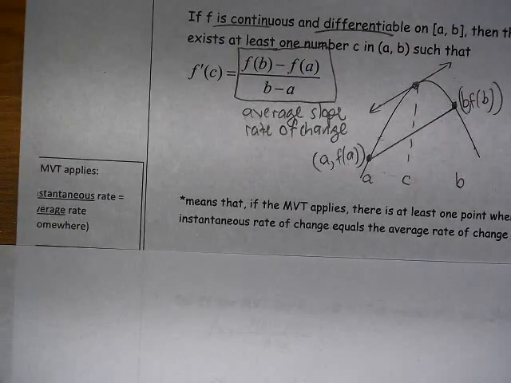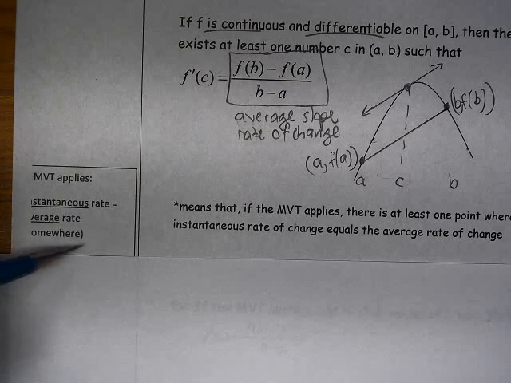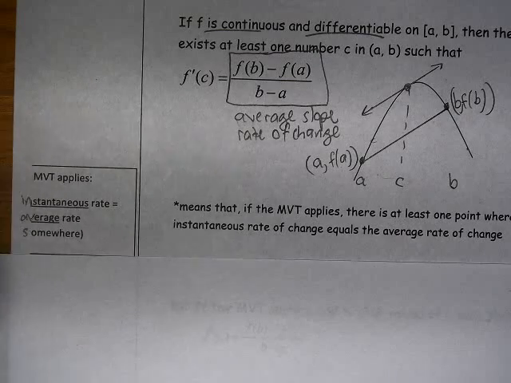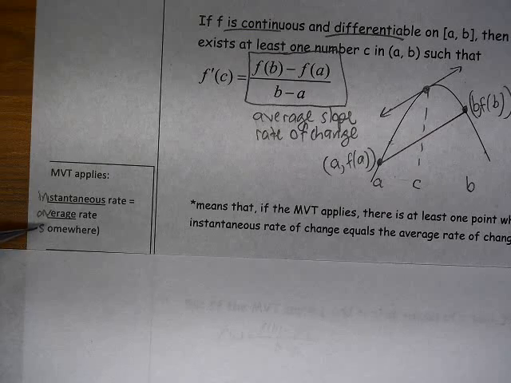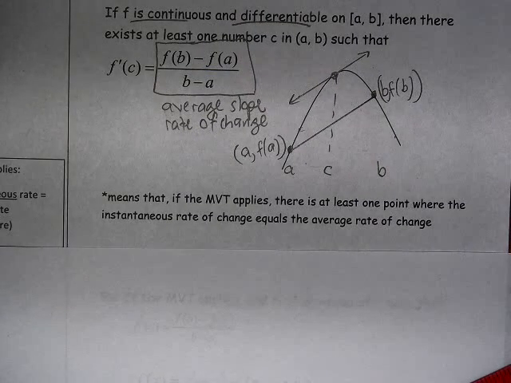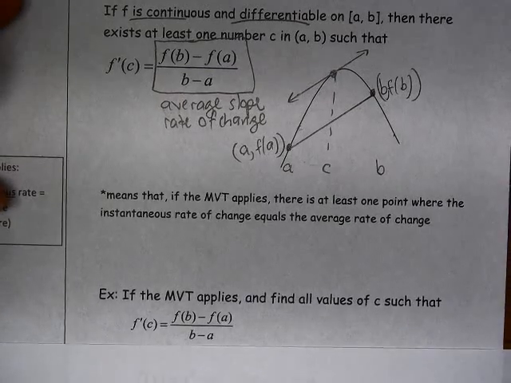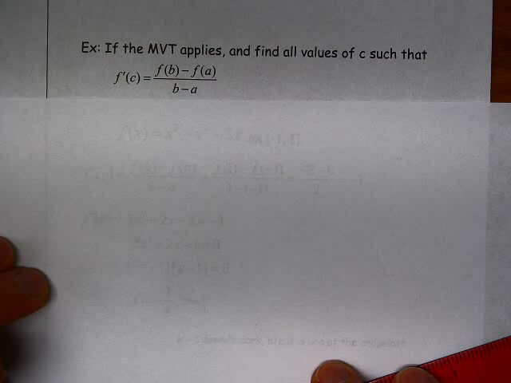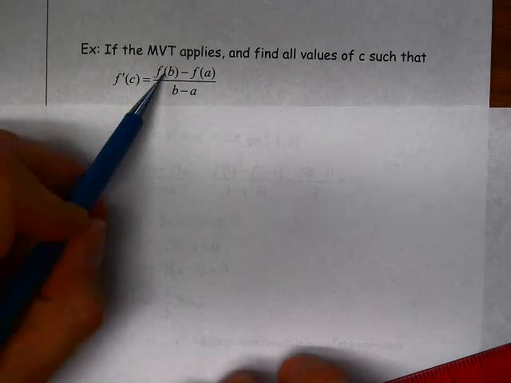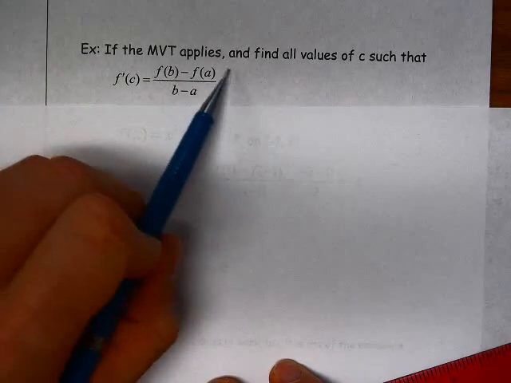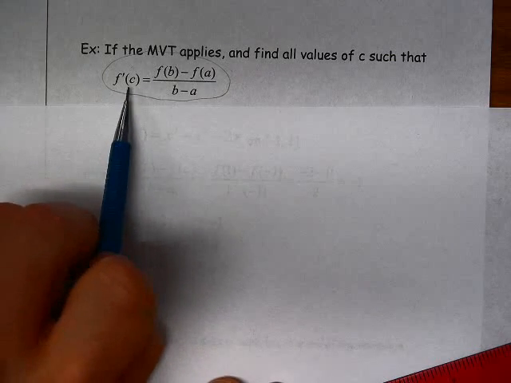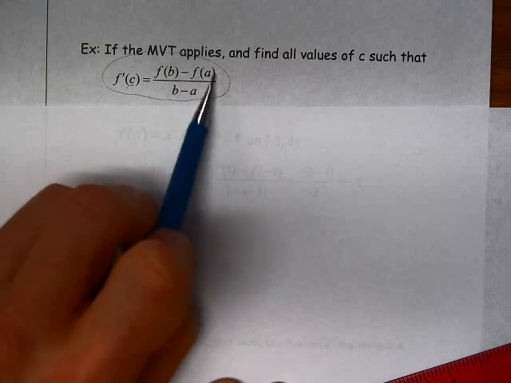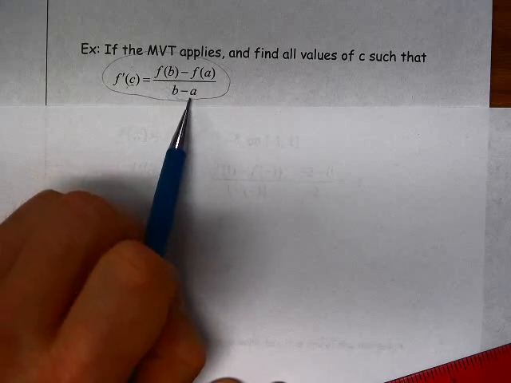So the key here is that the mean value theorem states that the instantaneous rate of change equals the average rate of change somewhere in that interval. In this example, if the MVT applies, find all values of c such that f prime of c equals f of b minus f of a over b minus a. Remember, this is just the final statement of the mean value theorem. It means the instantaneous rate of change at some x value c is going to be equal to the average rate of change between the point at x equals a and the point at x equals b.